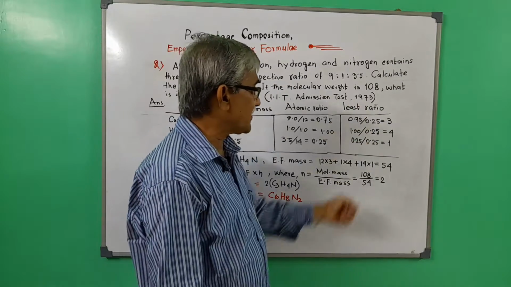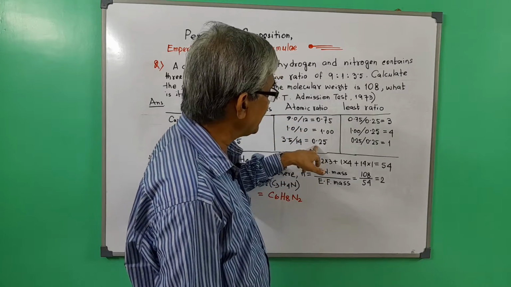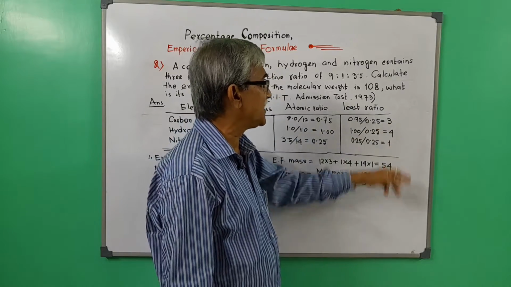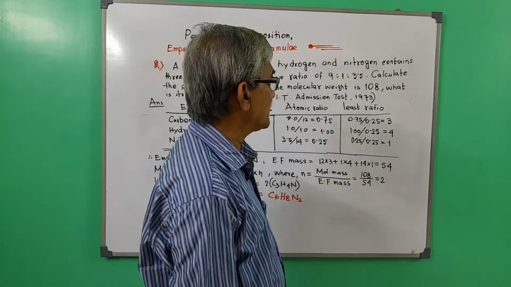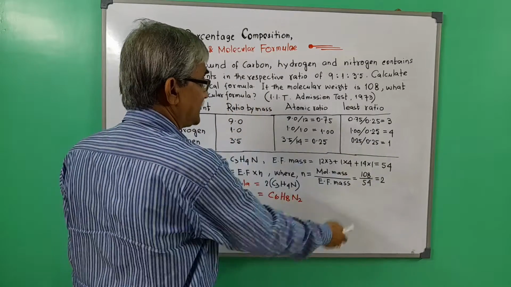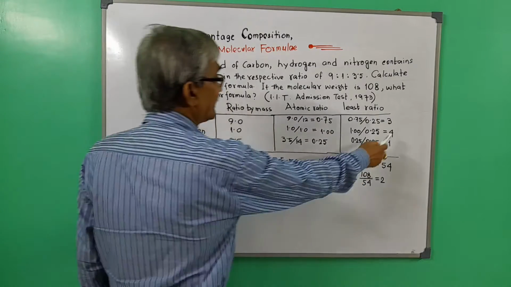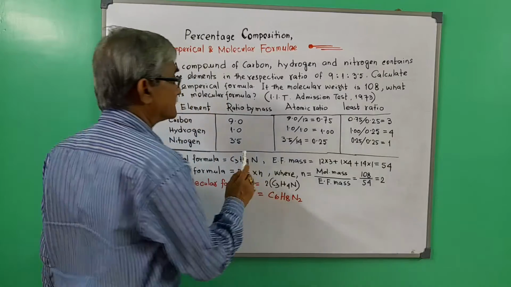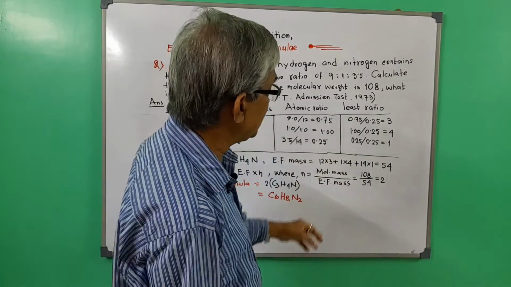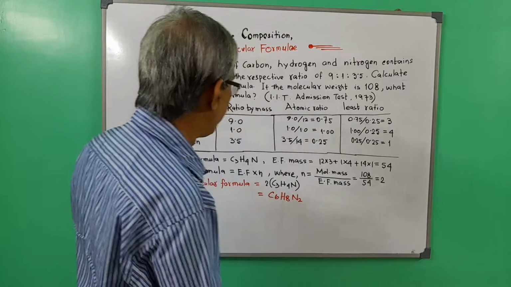Now to find the list ratio, you have to divide all these atomic ratios by the least number, which in this case is 0.25. So 0.75 by 0.25 equals 3. 1.00 by 0.25 equals 4, and 0.25 upon 0.25 equals 1. So your empirical formula now comes to C3H4N. Therefore, the empirical mass equals 12 into 3 plus 1 into 4 plus 14 into 1. Summarily, this will come down to 54.